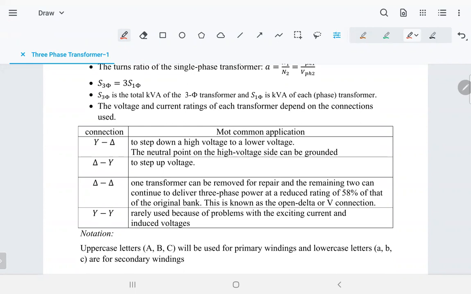For example, when power is transmitted from the power station to the transmission line, as you know, they increase the value of the voltage. So they use step up. If, let's say, 380 volts is coming out, then they make it in kilovolts.